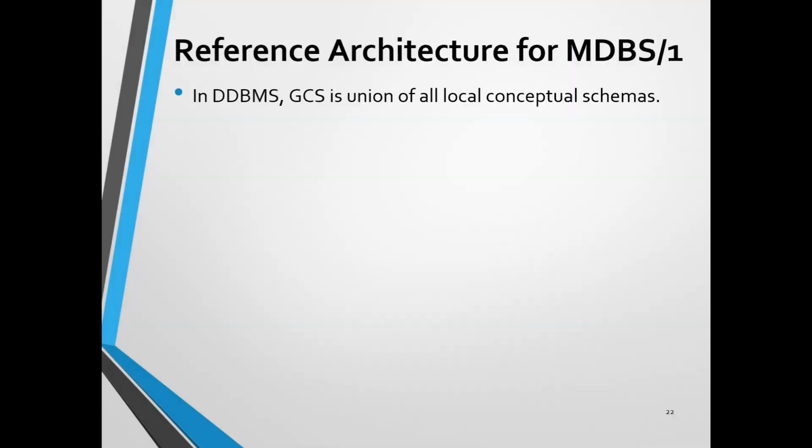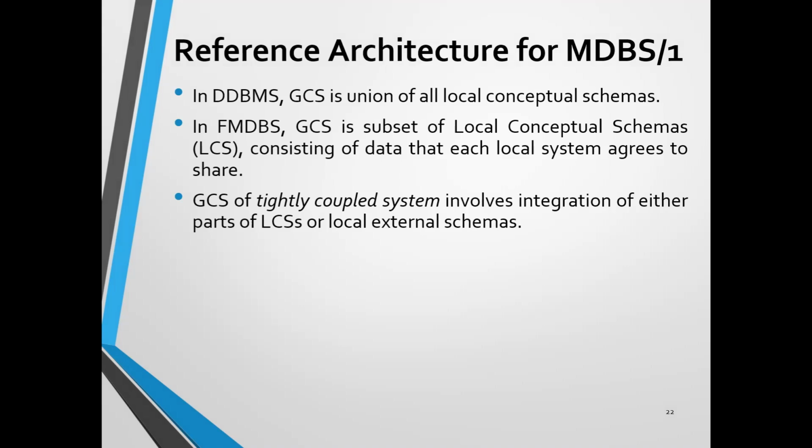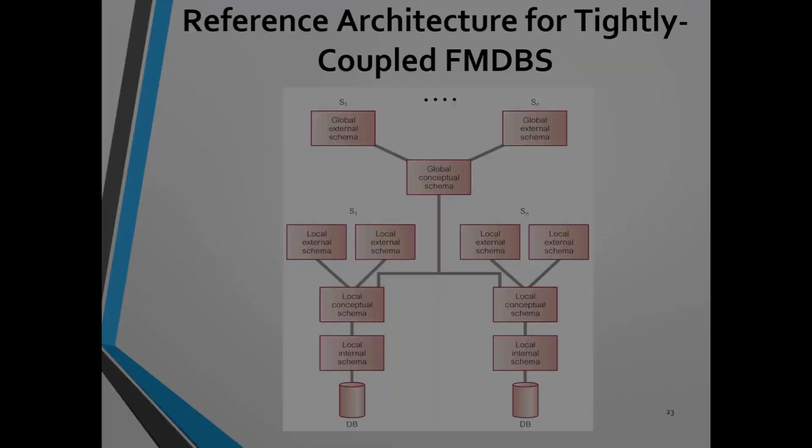In DDBMS, GCS is a union of all local conceptual schemas. In FMDBS, GCS is a subset of local conceptual schemas consisting of data that each local system agrees to share. GCS of tightly coupled systems involves integration of either parts of LCSs or local external schemas. So a federated multidatabase system with no GCS is loosely coupled.